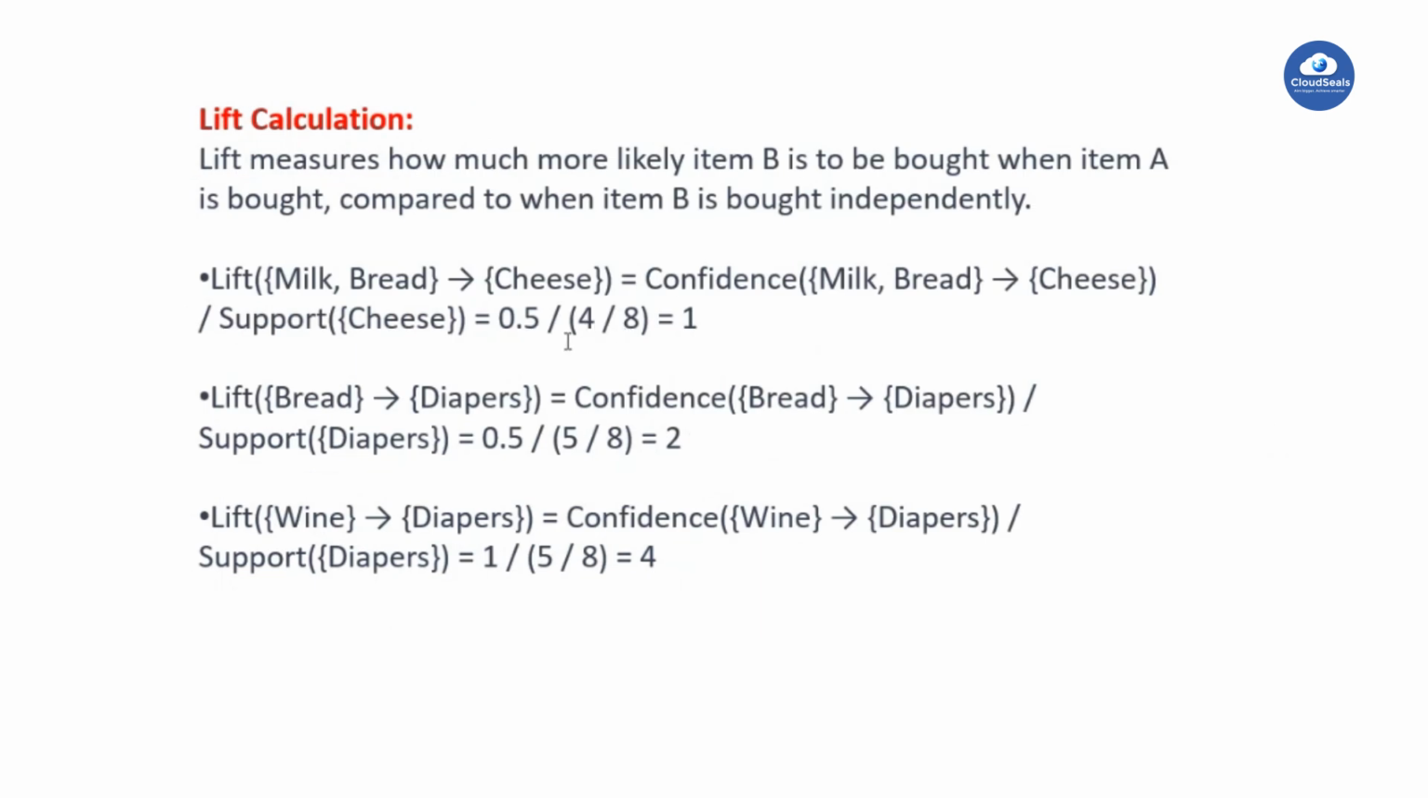That means what will happen if we take this division into the numerator, it will become 8 by 4. So 4 twos are 8, and 2 into 0.5 is 1. Then 0.5 by 5 by 8. If we take this denominator into the numerator, it will become reversed, that is 8 by 5. How many times will 5 go within 0.5? 0.25 times. 0.25 into 8 means 2. Like this, we will calculate the lift.